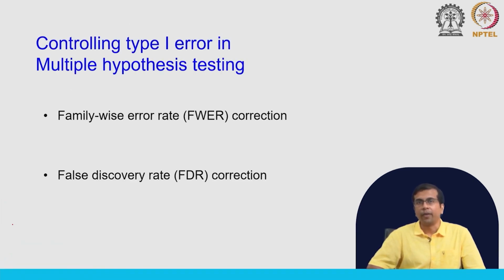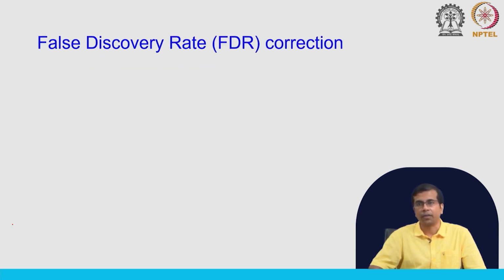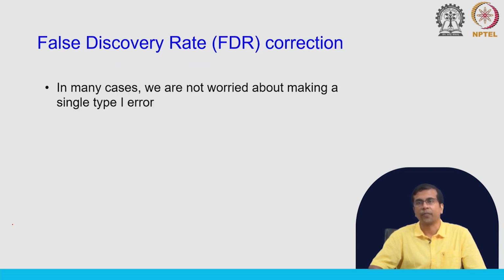Briefly, we have two types of methods for controlling type 1 error when we are doing multiple hypothesis testing. The first type is the family wise error rate correction, which we discussed in the last class, and the second type is the false discovery rate correction, or FDR, which we will be discussing in this class. In FWER correction methods, we are worried about making even a single type 1 error. That is why we want to control alpha at the same level even after 10,000 tests.